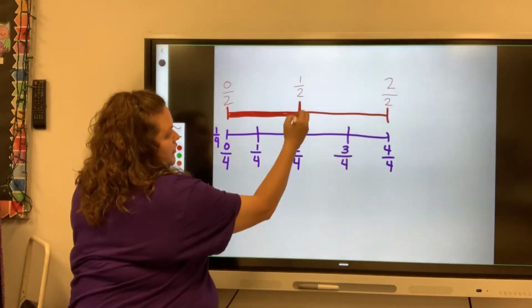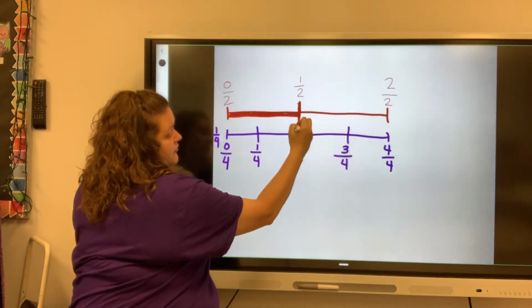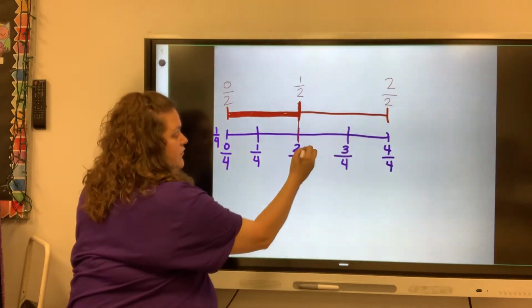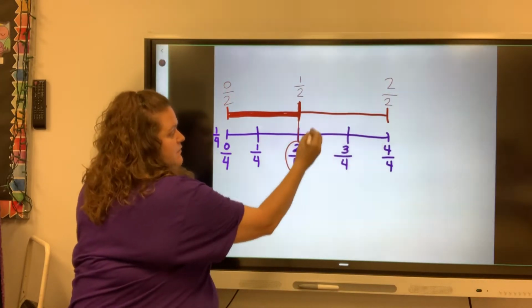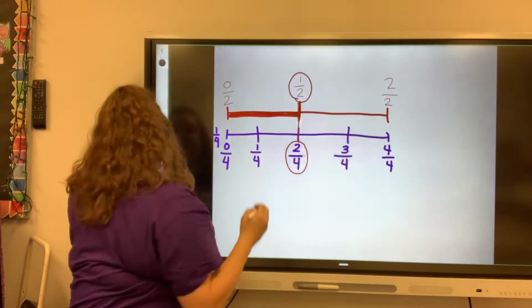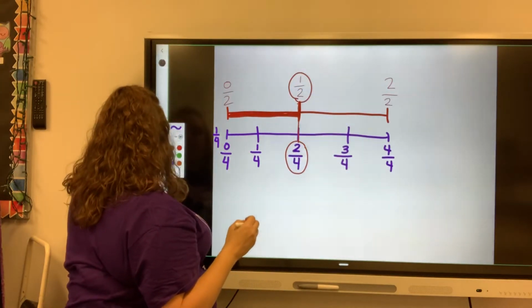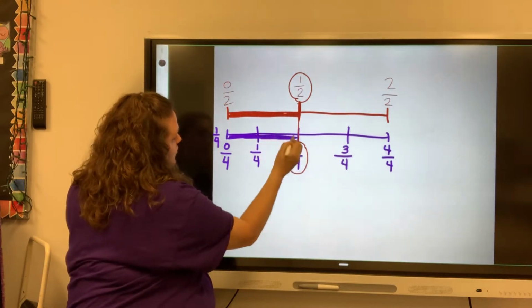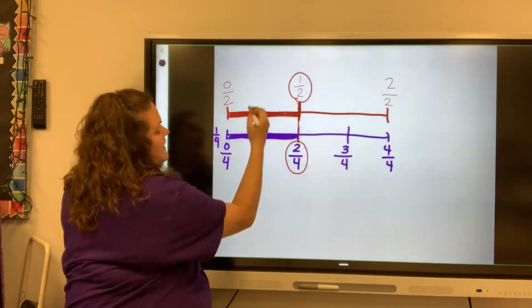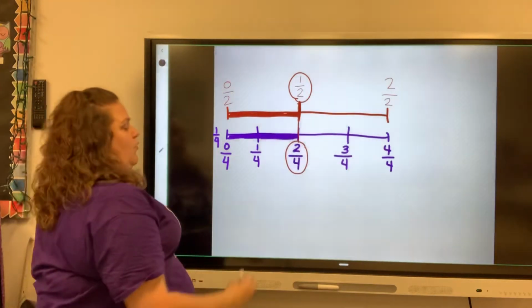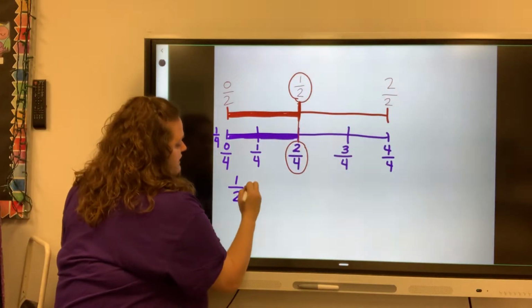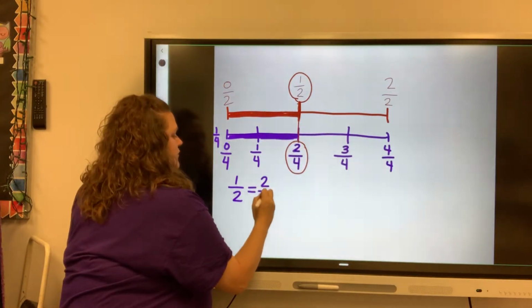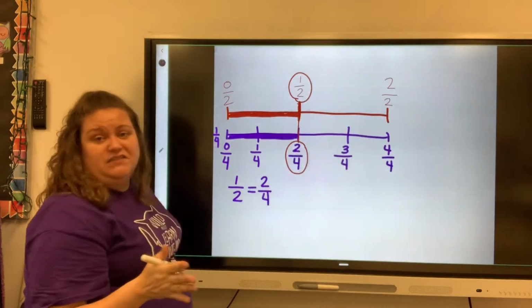So if I come all the way over to make it equal, because I've done my lines very carefully, if I come straight down, it's going to look like that, because this 2/4 is going to be the same amount as this half up here. So if I shade in my 1/4, my 2/4, those pieces are going to be equal or equivalent. So 1/2 is equal, it's the same amount as saying 2/4.